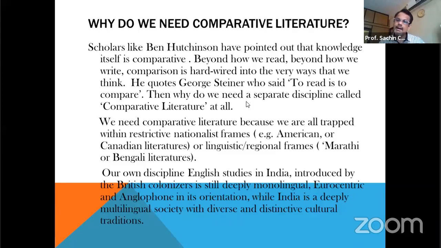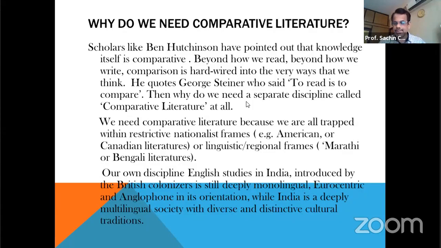So that is another area where people may have confusion: why do we need something called comparative literature? Because we compare all the time. Even if we are studying one national literature, even then it involves comparison. So why do we need it at all? And this is my answer to it.